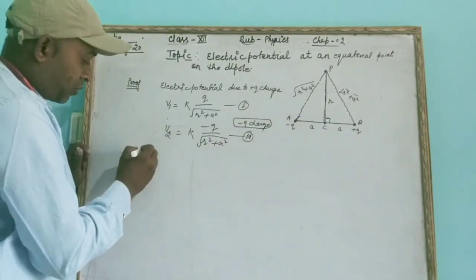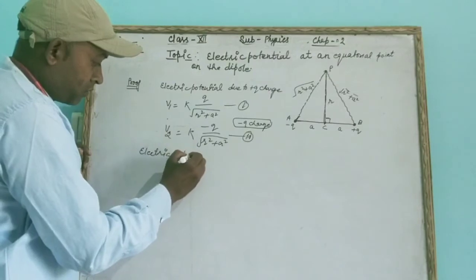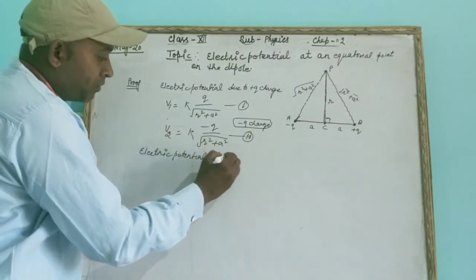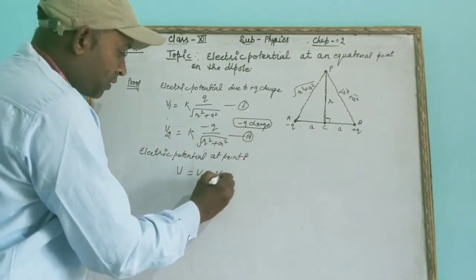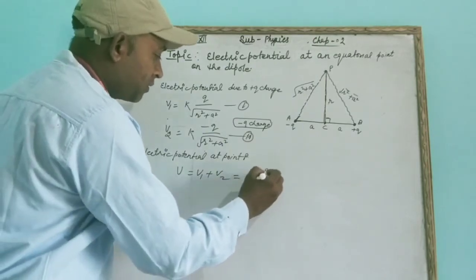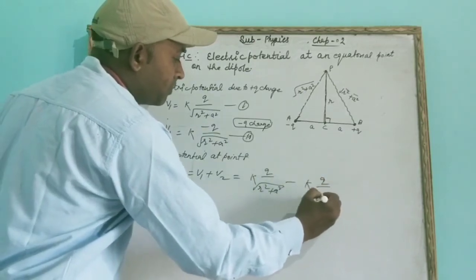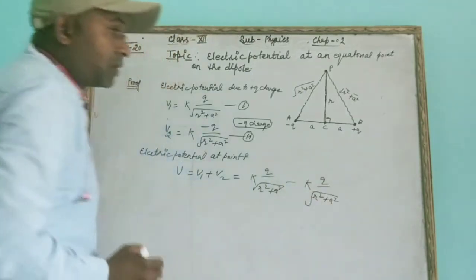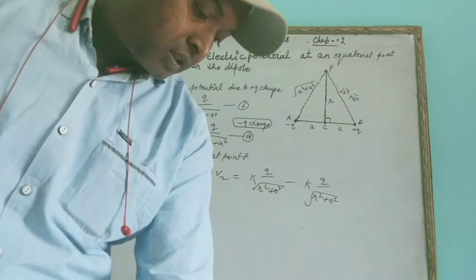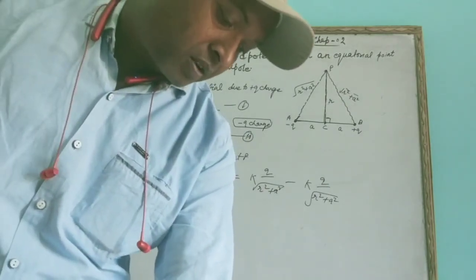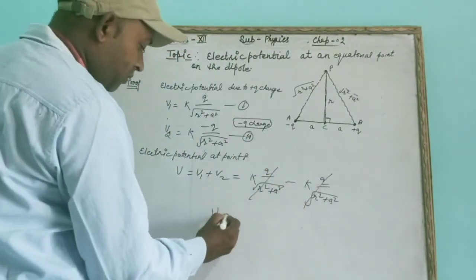Now electric potential at point P. So V is equal to V1 plus V2. The value of V1 is kq upon the square root of r square plus a square, minus kq upon the square root of r square plus a square. On page number 2.3, we have to prove mathematically that the potential at point P on the equatorial line of a dipole is 0. So both cancel out, so V is equal to 0.